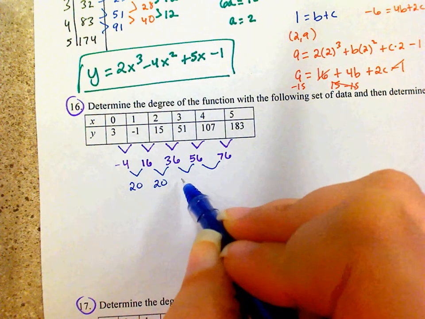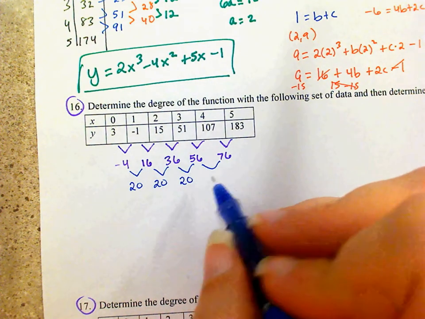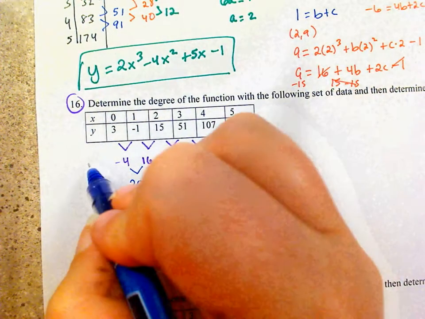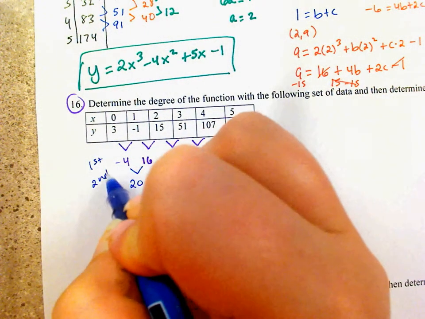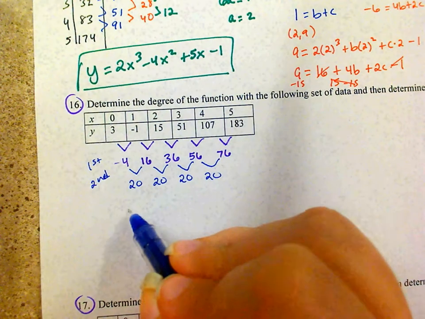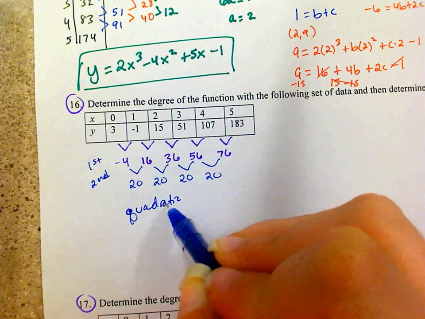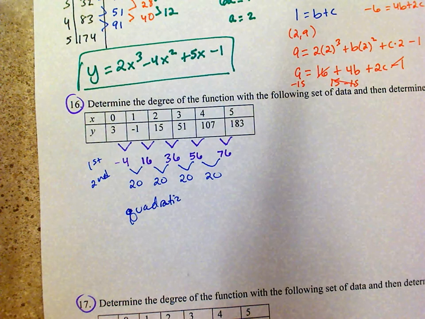So the fact that the second differences are the ones that are the same means to me that this is a quadratic polynomial, okay? So the fact that it's quadratic means I need to find just A, B, and C.